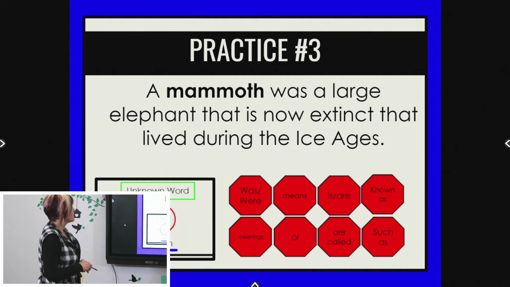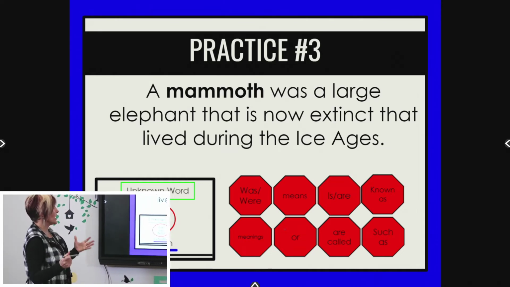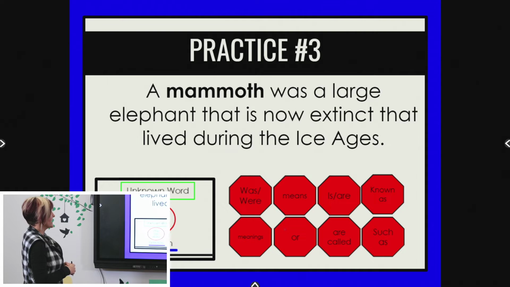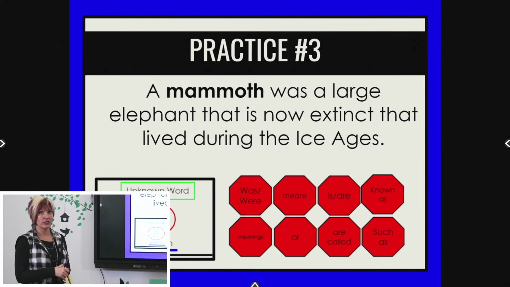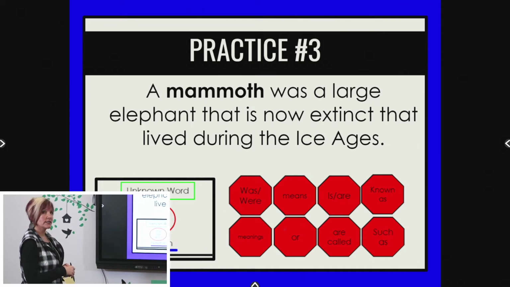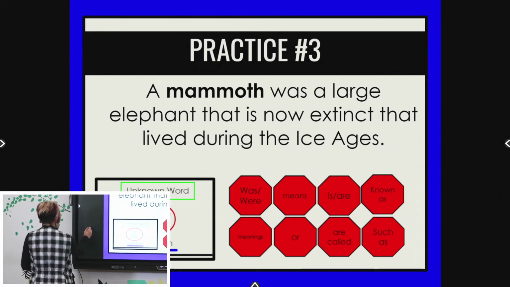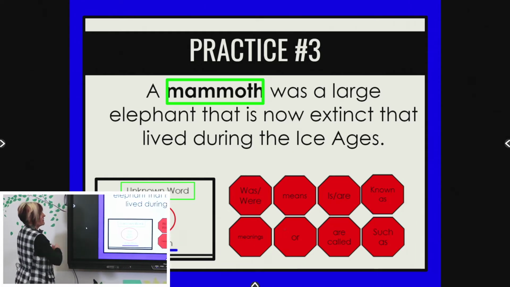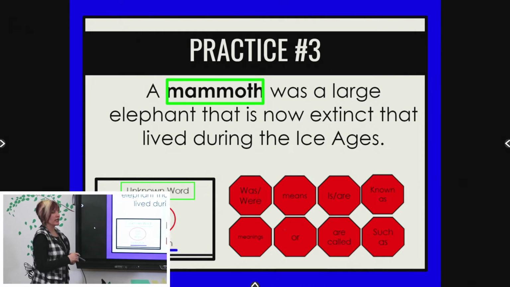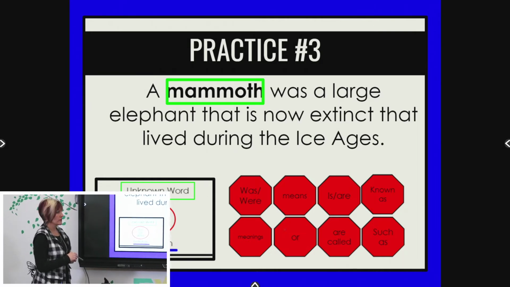Number 3, a mammoth was a large elephant that is now extinct that lived during the ice ages. What is the unknown word? Yes, mammoth. What is our stop sign word? Look through there.